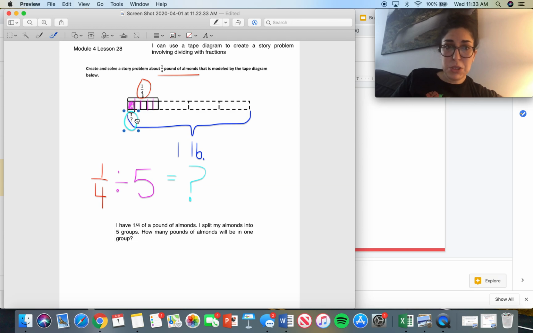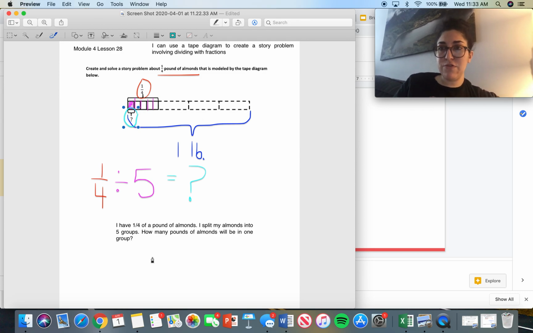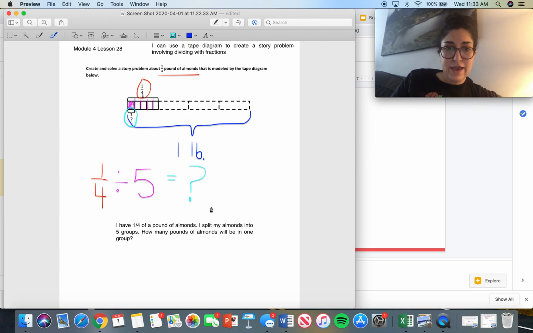So if this question mark was asking about 2 groups, then it would have to be how many are in 2 groups, but it's just asking me about one piece. So again, I've created a story problem, and the way I know it's a good story problem is, would I be able to solve this? Well, would I be able to model this if I had 1/4 of a pound of almonds? That's what I have here. And I split it into 5. That's what I did here. Would I be able to figure out how much is in this one little piece?